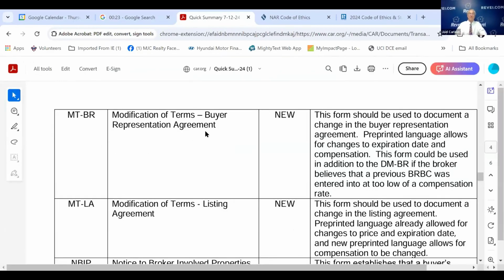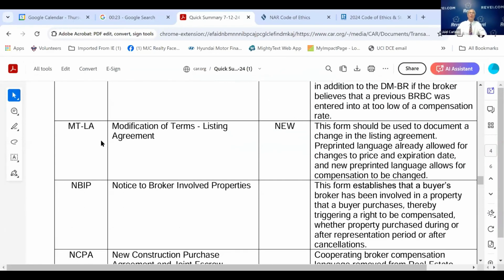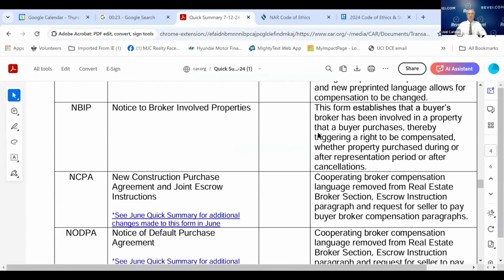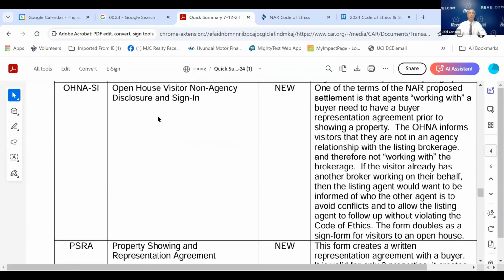So it talks about modification of terms. This is a new form. Modification, new form. This is a new form. And we come down here to open house visitor, non-agency disclosure, and sign in. So if they will not sign a buyer representation agreement, but they want to see the house, we can't stop them, but we can say to them, I want you to fill out this form.